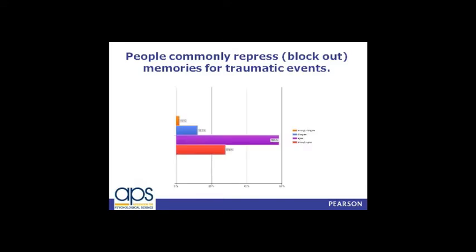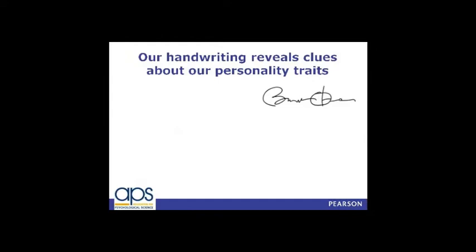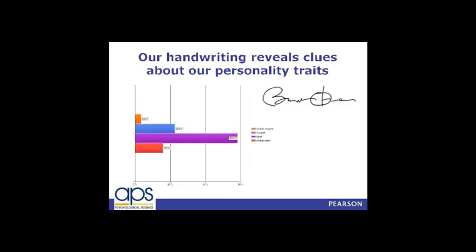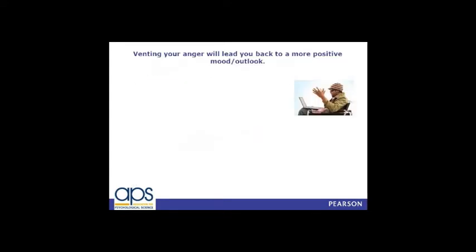People commonly repress or block out memories for traumatic events. We have overwhelming agreement with that statement, that people commonly repress memories for traumatic events. Our handwriting, graphology, our handwriting reveals clues about our personality traits. Most of the students, a very high number of them, agreed with that statement.